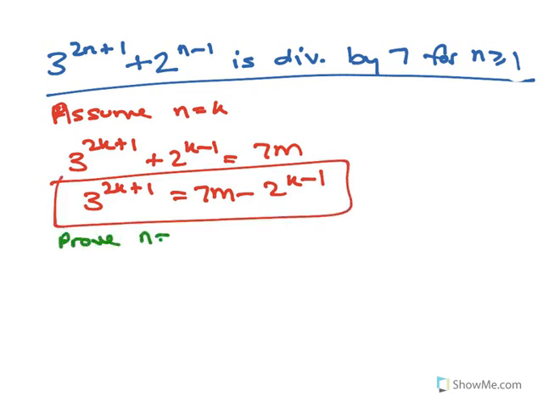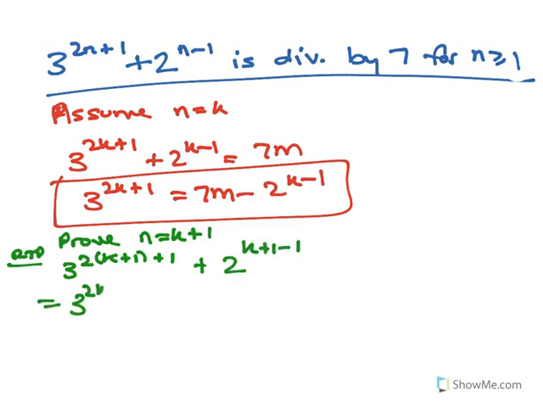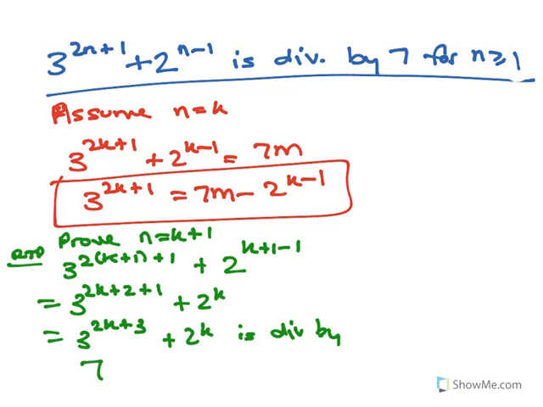So let's prove true for n equals k plus 1. So you get 3 to the 2(k plus 1) plus 1, plus 2 to the k plus 1 minus 1. It's required to prove that this is divisible by 7, which equals 3 to the 2k plus 2 plus 1, plus 2 to the k, which is 3 to the 2k plus 3, plus 2 to the k, is divisible by 7.